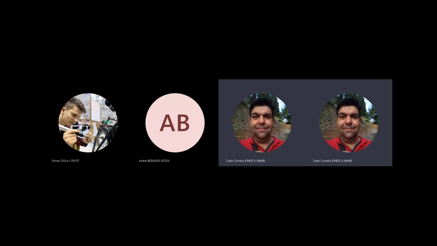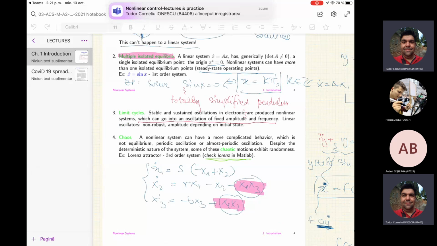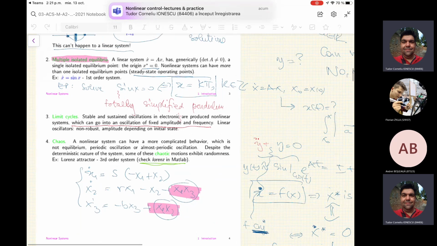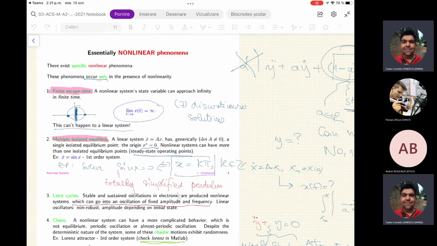Good. Last time we started our discussion about nonlinear systems, not including for the time being the notion of control, because we need to analyze nonlinear systems and understand the basic concepts of mathematical analysis of such systems, and system theoretic analysis of such systems. Hence, first of all, we discussed last time some essentially nonlinear phenomena. These are peculiar to nonlinear systems and atypical, for instance, for linear systems.